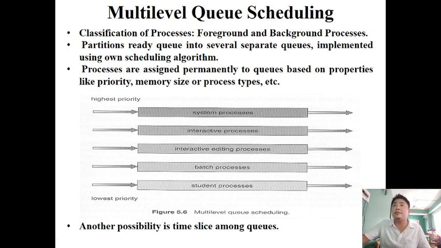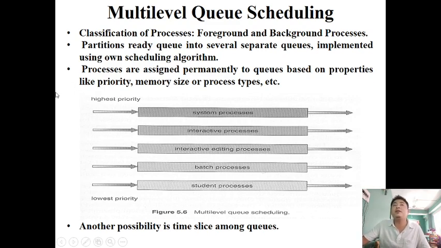You can take up the example that suppose there is a list of processes in the job pool, and based on the attributes or the nature of the properties, the processes are grouped into 5 categories. So instead of 2 classifications, they have made the classification into 5 categories. Maybe some of the processes are system processes, some interactive, some interactive editing processes, some batch processes, and some student processes, which are low priority. So the processes in the job pool are classified into 5 groups, and the ready queue is divided into 5 different queues.